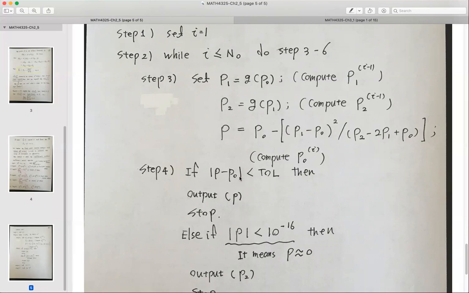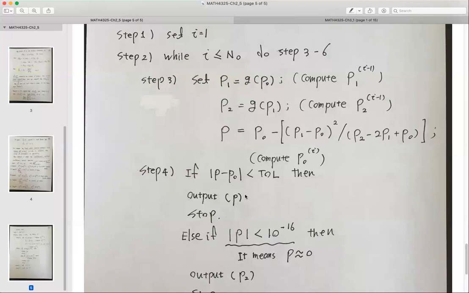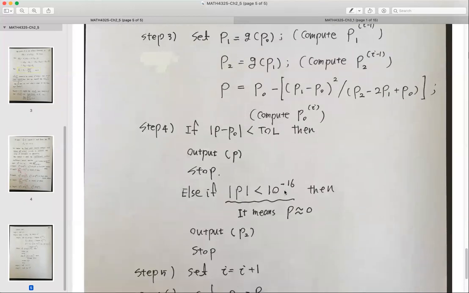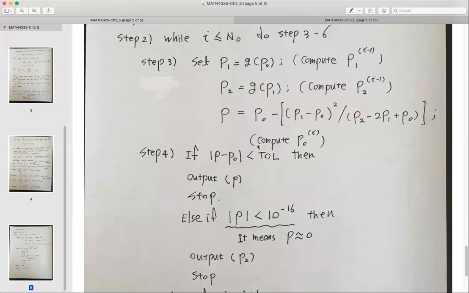If p minus p naught is less than the tolerance, then we output p. So what if p is less than 10 to the negative 16? Then it means p equals 0. Then output p2. Why? What happened? If p is less than 10 to the negative 16, it means that p is almost 0. If p is almost 0, what happens?